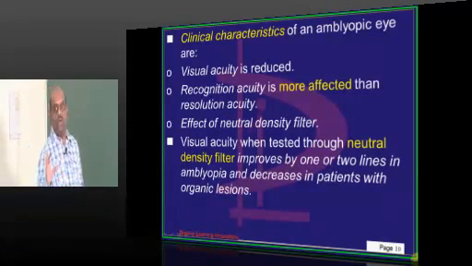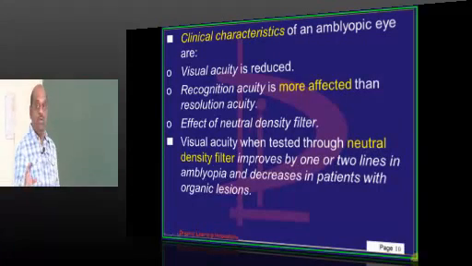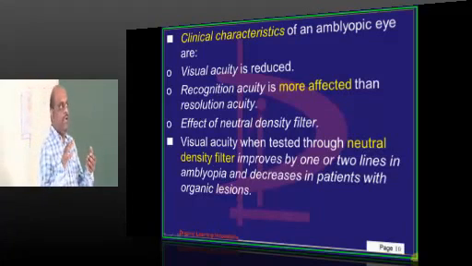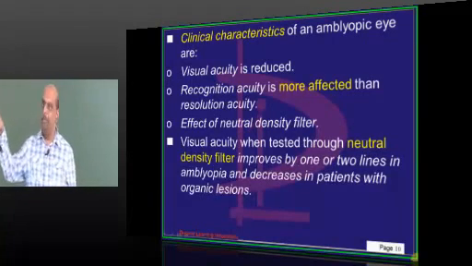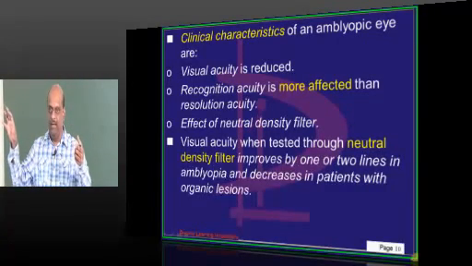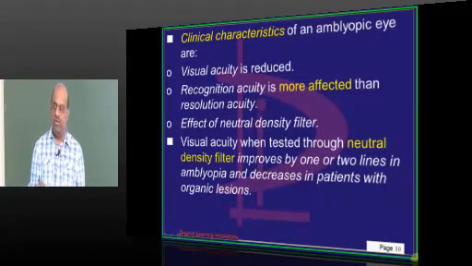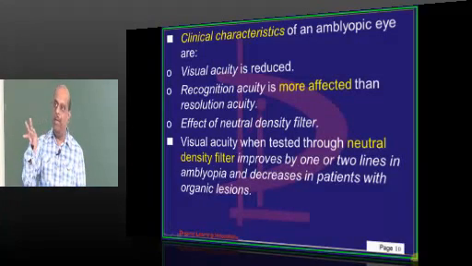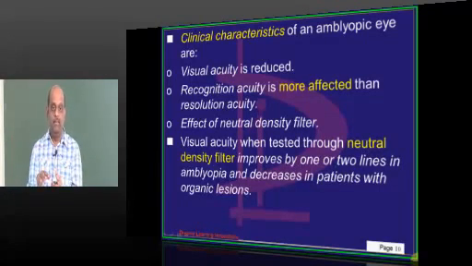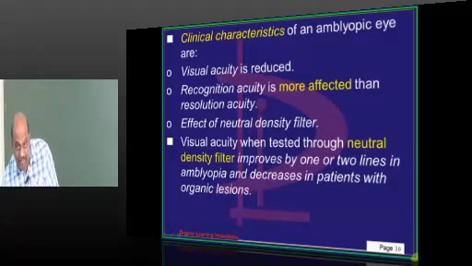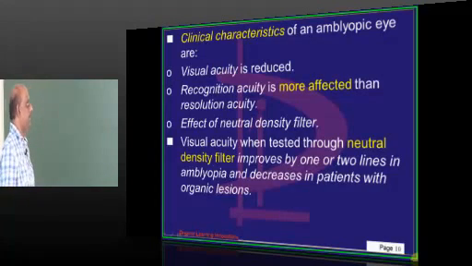So amblyopia versus organic lesions, if you want to differentiate, the best way to do that is by using the neutral density filter. Basically, this filter, for a certain particular spectrum of the visual field, will cause enhancement and attenuation. So when you use such a filter, the amblyopic eye will remain the same whatever alteration you do, but in organic lesions it will further decrease if you use a filter. So that's a differentiator.